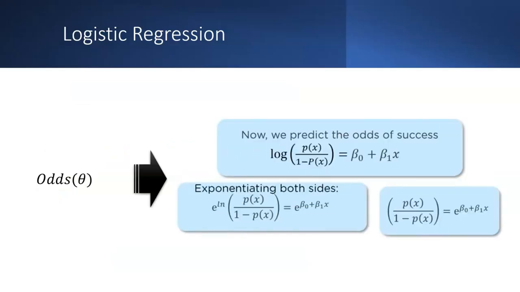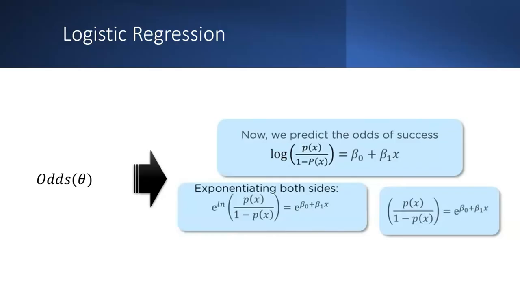Now we predict the odds of success. What are the different odds? As I told you, the event could be happening and the event could not be happening. So how do we mathematically represent it? We represent it as p of x over 1 minus p of x, and then we take a log of that, which equals b naught plus b1x, okay?